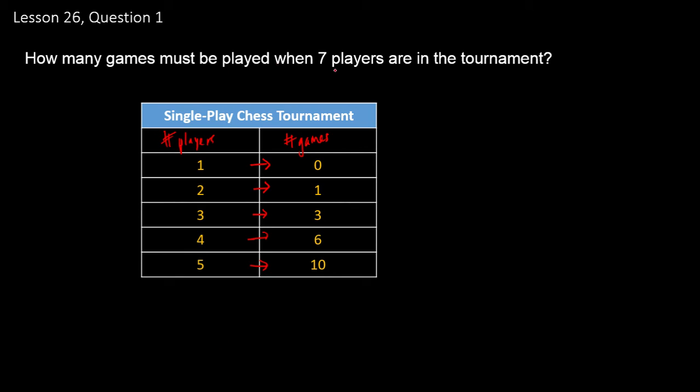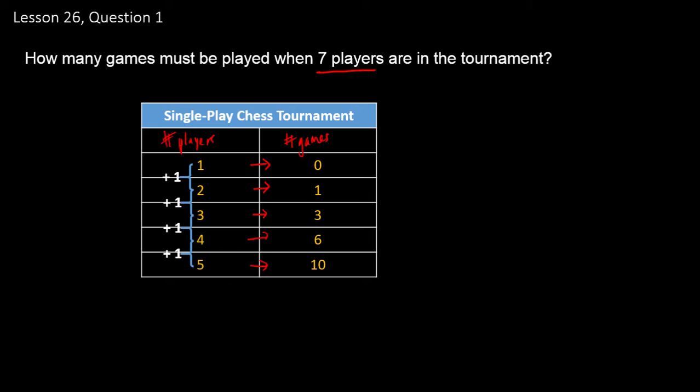So our question is, how many games must be played when 7 players are in the tournament? So we have information up to 5, and we need to fill in the information for 6 and 7. So it helps to observe the patterns going on in this table. We can look at patterns by examining the difference between one item to the next. So what do I mean by that? For example, if I'm looking at the way the number of players grows, well, each time it's just incremented by 1, right? We're adding 1 player at a time. So I can see that the first difference is a constant number. It's 1.